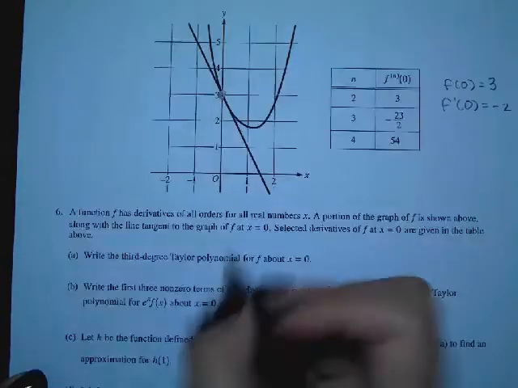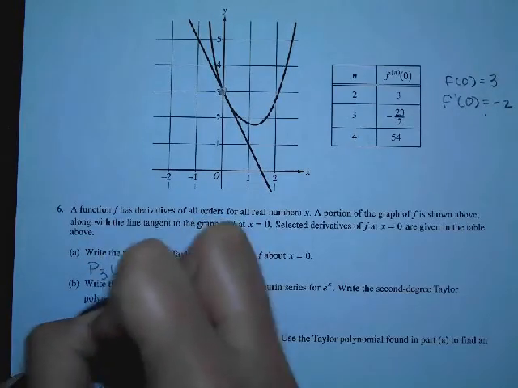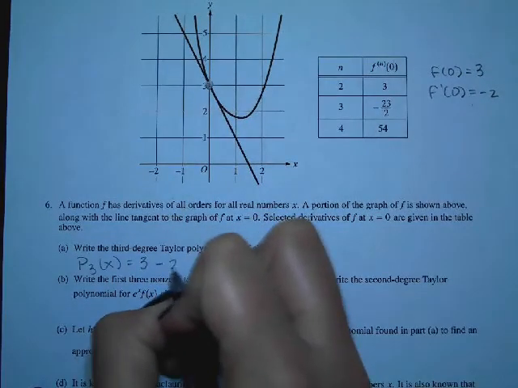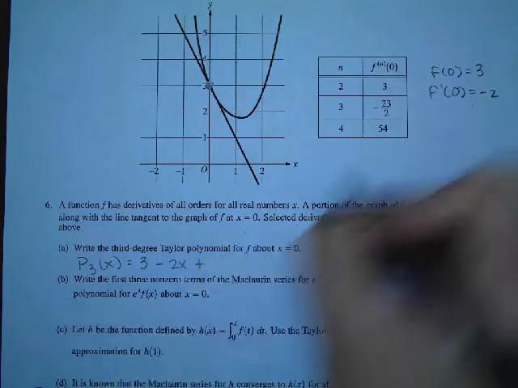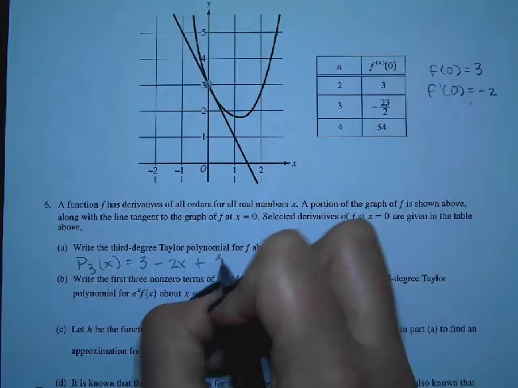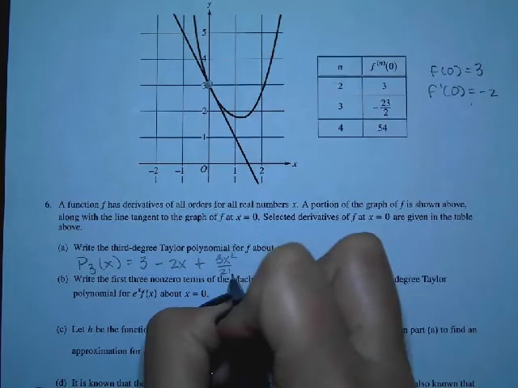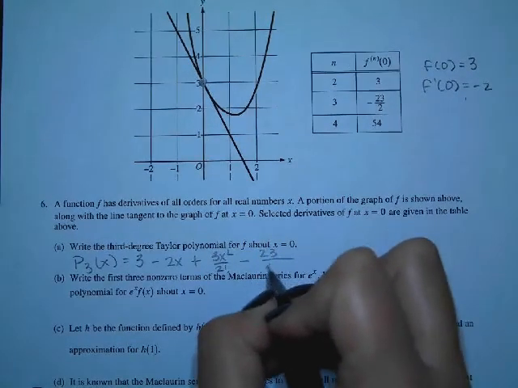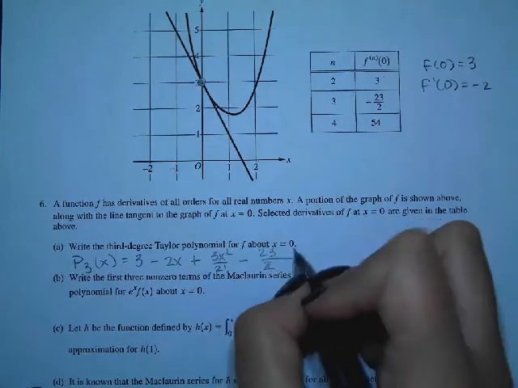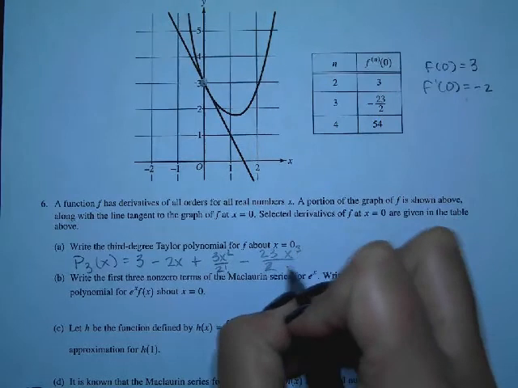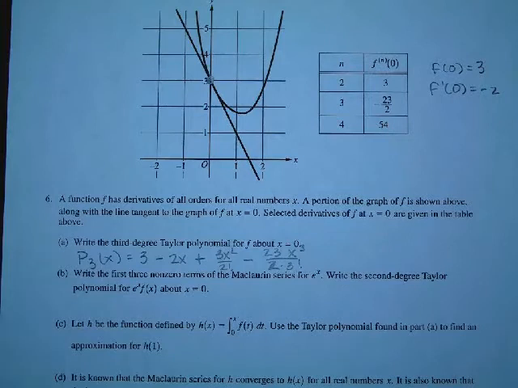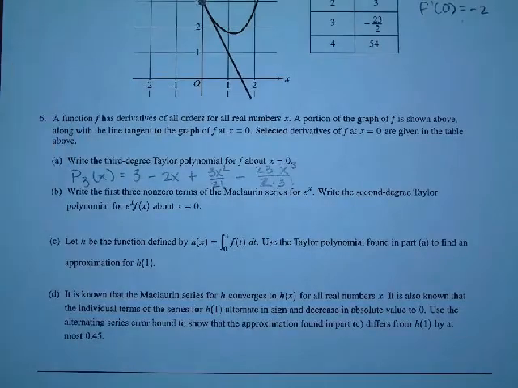So for your third degree Taylor polynomial, you have 3 minus 2x plus, and then there's your second derivative, 3x squared over 2 factorial minus 23 halves x to the third over 3 factorial. And you can simplify it if you want, but you don't need to. You can leave that just the way it is.